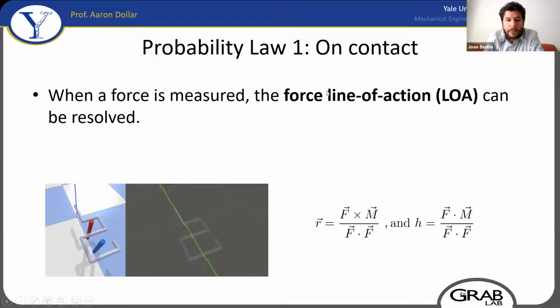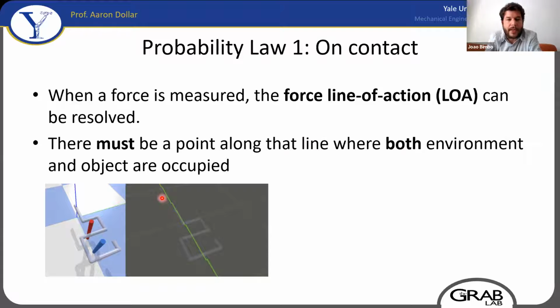The first probability law that we use, you can see here. So you see here, you're trying to pull this gray object away from this environment that has these two pegs, this red and this blue peg. And at some point you hit here, right? When you hit here, you feel a force, and you can use these equations here on the right. Under some assumptions, you can tell what's the line of action of that force. So you don't know exactly where it collided, but you know that somewhere along that line, that's where the collision happened, right?